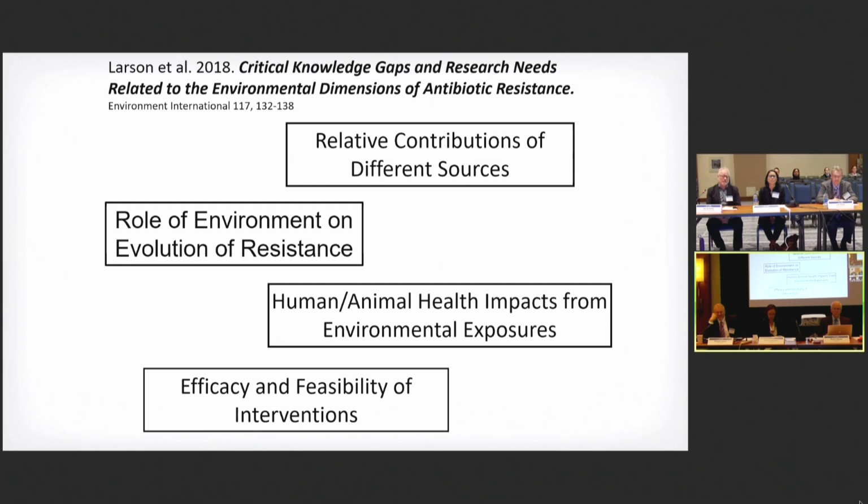This one is from Larson et al., one of the leaders in this area. And there are three major efforts. Trying to understand the relative contribution from different sources in the environment is a recurring theme. Secondly, understanding the role of the environment on evolution of resistance is also important. And then this third bullet is risk factor, translating any of those measurements into understanding what risk is, which is important. And then finally, what do you do with that information? You look at efficacy and feasibility of interventions.